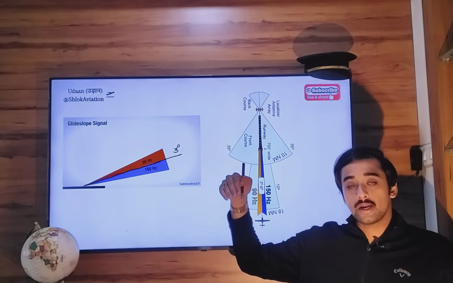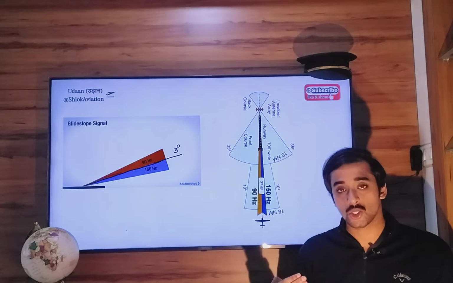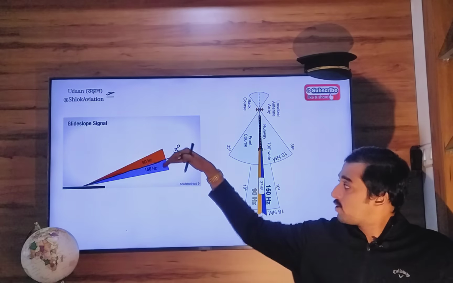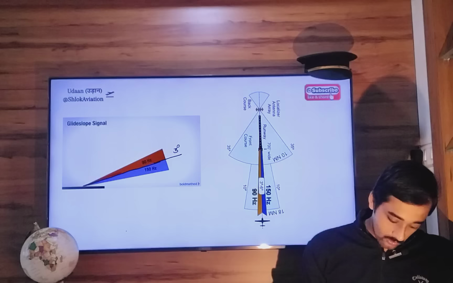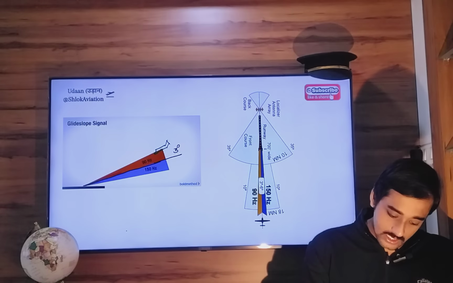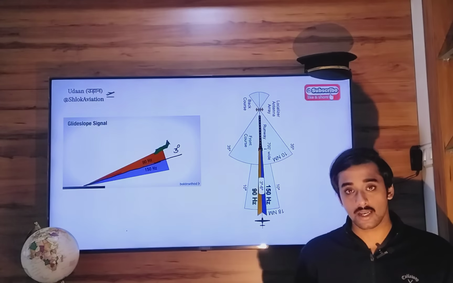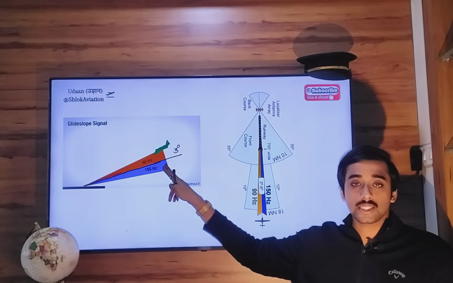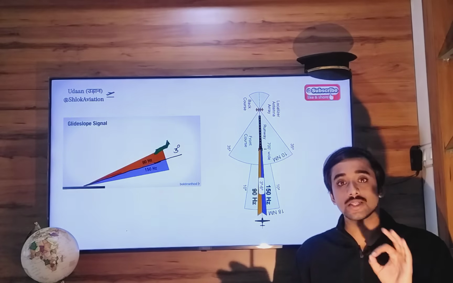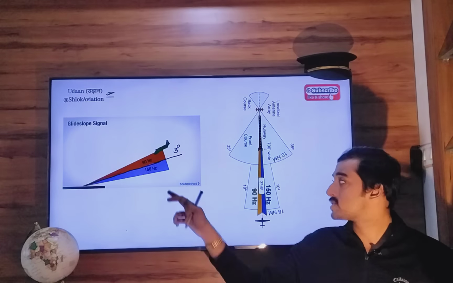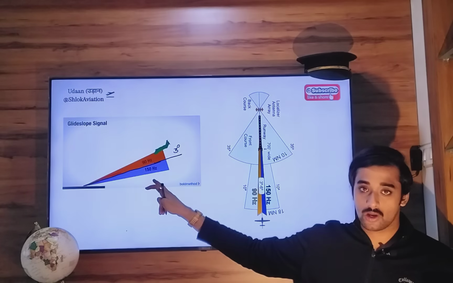Now, if you happen to deviate from the 3-degree glide slope and you are, let's say, above the glide slope, what will happen when you are above the glide slope somewhere here? You will receive more of 90 Hz signal and less of 150 Hz signal. When you are correctly established on the glide slope, you receive both the signals in equal magnitude. But when you deviate above the glide slope, you receive more 90 Hz, less 150 Hz.